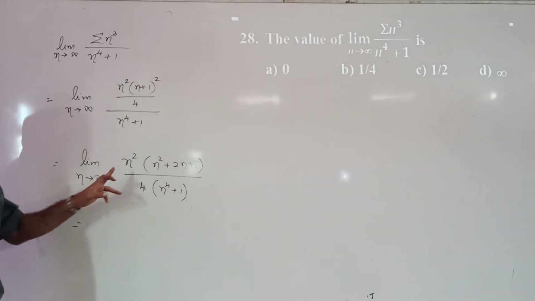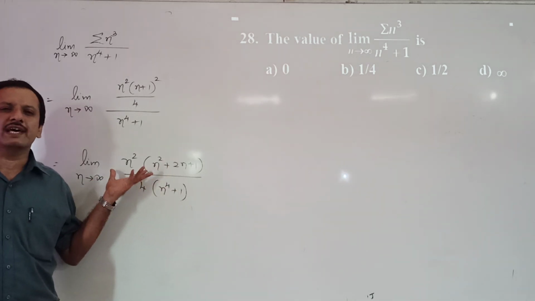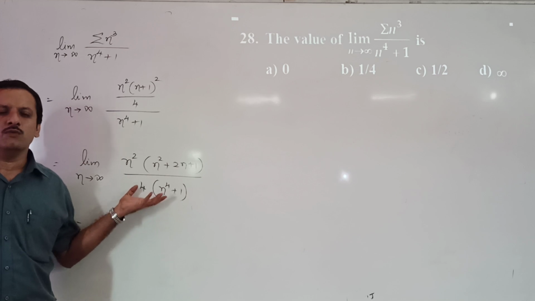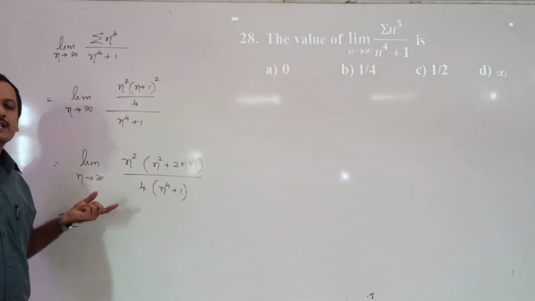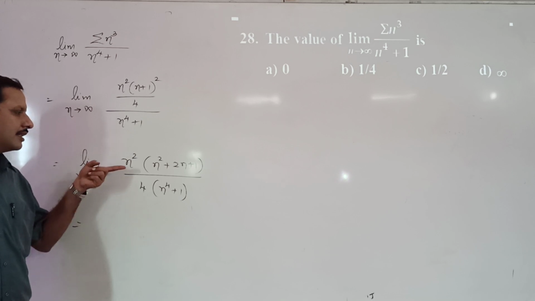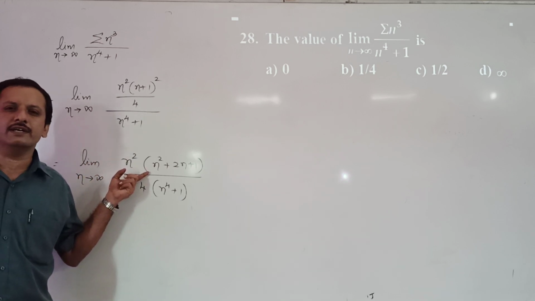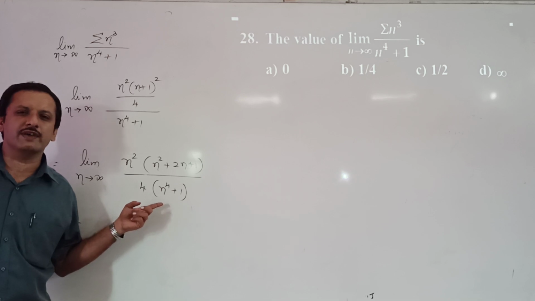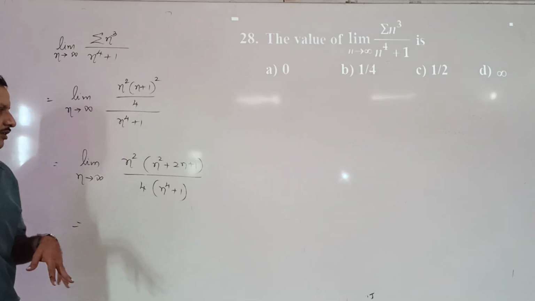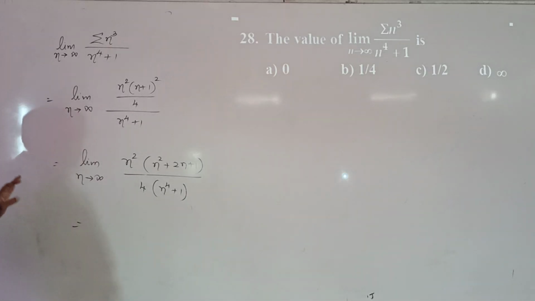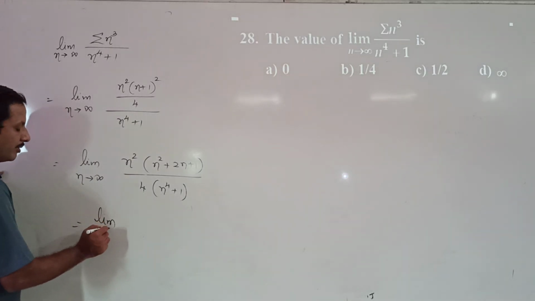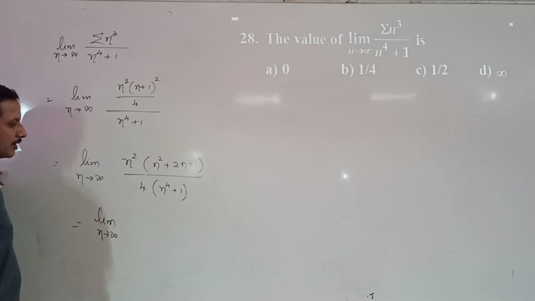Now if I take this n square inside, both are polynomials of the same degree. When both are polynomials of the same degree and n tends to infinity, the value of this limit will be the coefficient of the highest power of n in the numerator divided by the coefficient of the highest power of n in the denominator. Directly you can write the answer as 1 by 4. Second option. Or else if you don't know that formula, no problem. Then also you can get the answer.